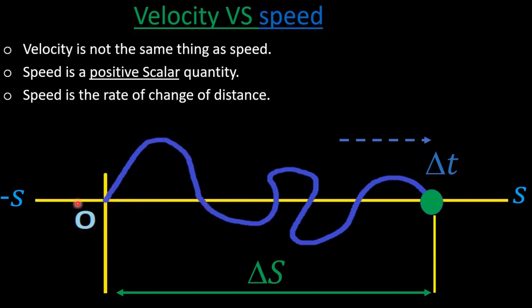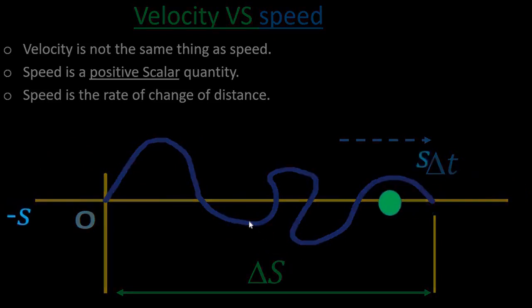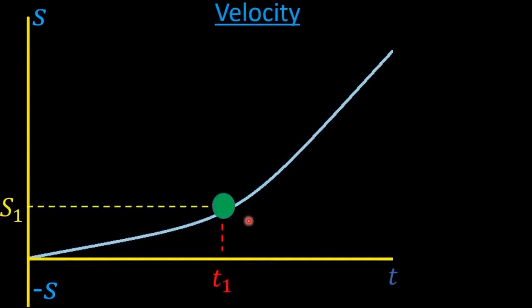If the particle moved the other way, it took the same path on the opposite side of the axis, speed will still come out as positive because speed is a scalar quantity. Let's have a look at a clearer example.